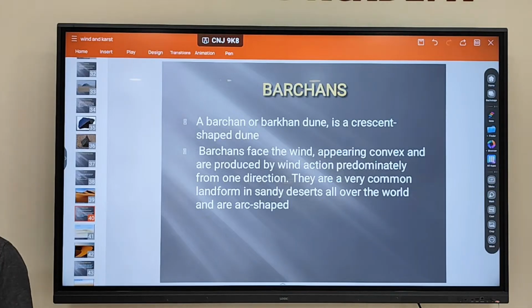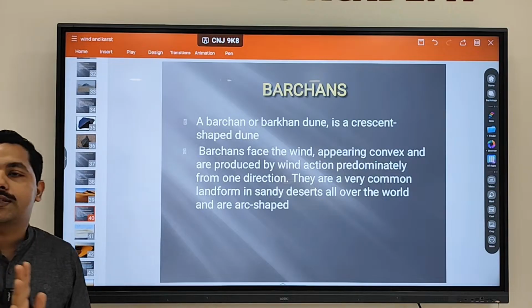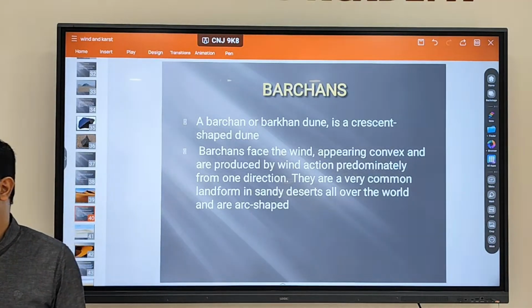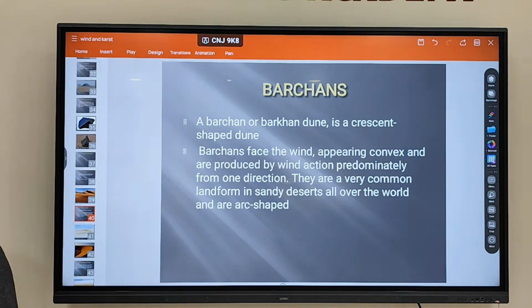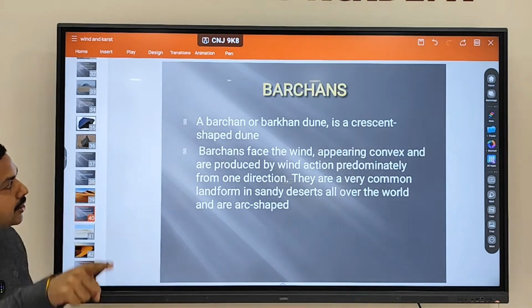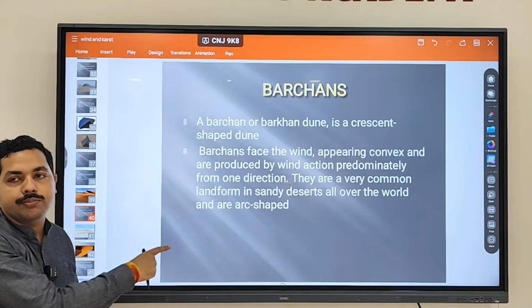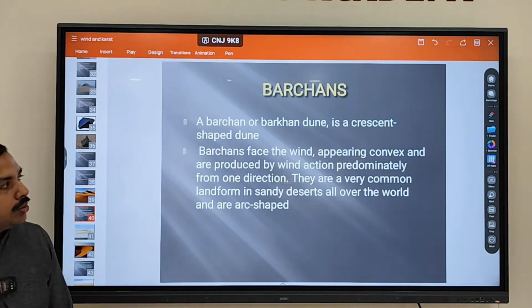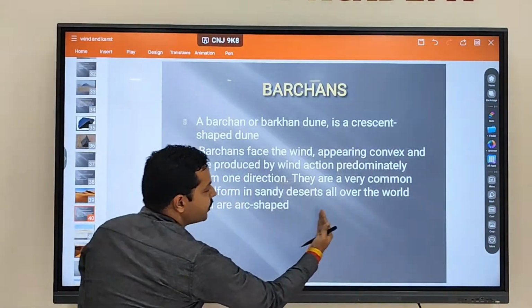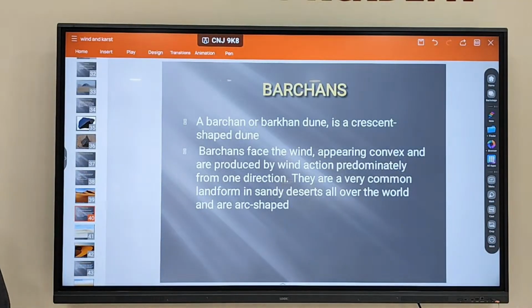So what are dunes? Dunes are formed due to what? Due to wind deposition. When winds bring the sediments and deposit them, it is called dunes. Dunes we discussed can be categorized into two types. One is called barkan, and the second is called longitudinal dunes or sif. The barkan is a crescent shaped dune, and this is formed due to wind moving only from one direction. When wind moves only from one direction, then you are going to find crescent shaped dunes.